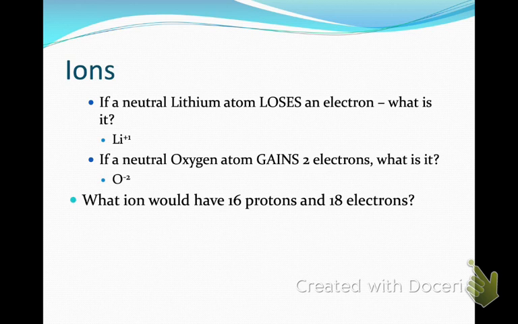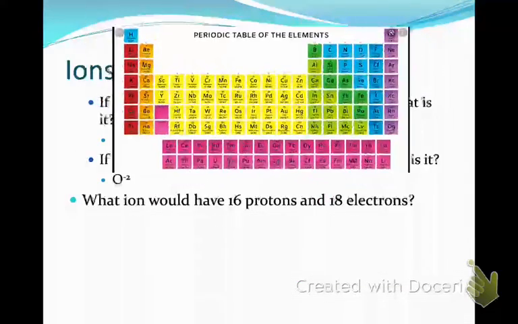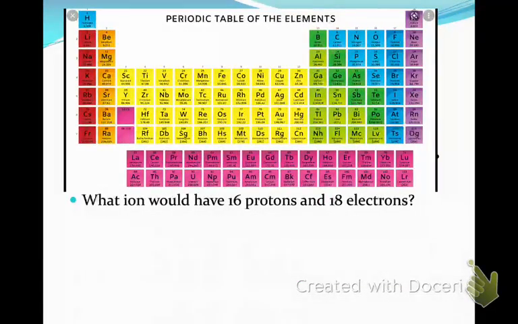Okay, so tell me this. What ion would have 16 protons and 18 electrons? So I need you to look at your periodic table. And we've got to figure out, well, first of all, what element has 16 protons to begin with? I'm going to look up which one's atomic number 16. Right? Well, it's right here. It's sulfur.